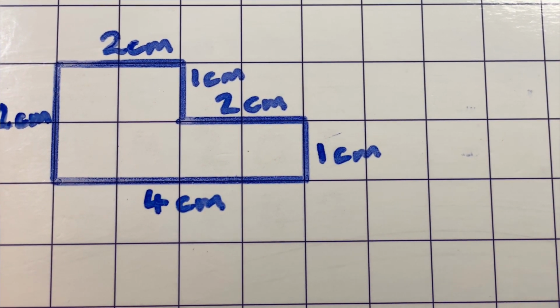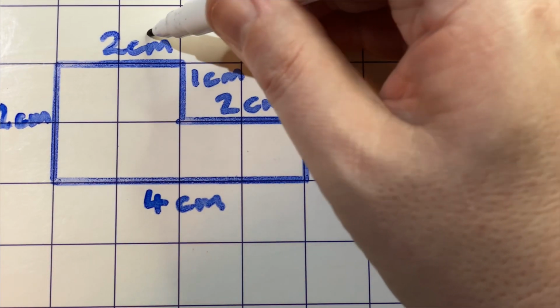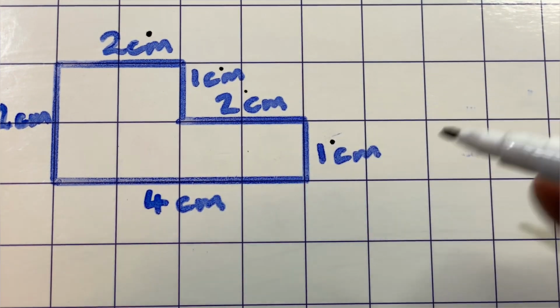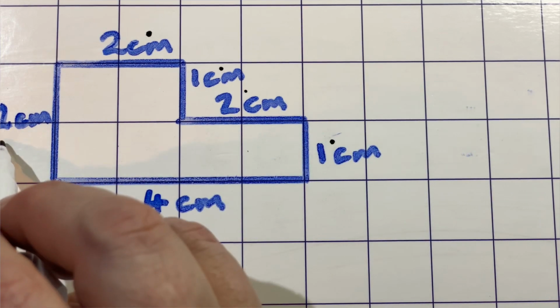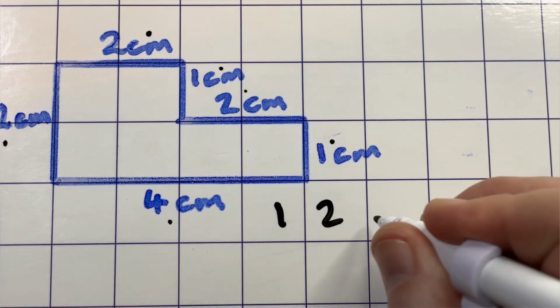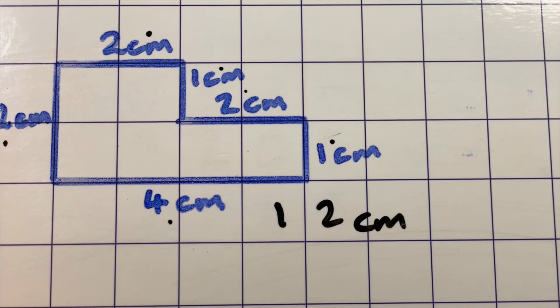Now, not every shape that you're going to be asked to work out the perimeter for is going to be regular. So in this one here, it's not a regular shape, but you've got all the dimensions there. So in this one, it's simply a case of 2 plus 1 plus 2 plus 1 plus 4 plus 2, giving you an answer of 12 centimetres. Not too hard at all.